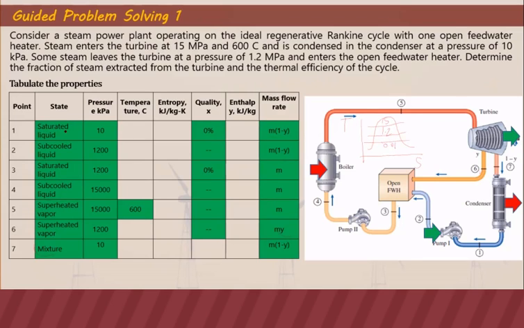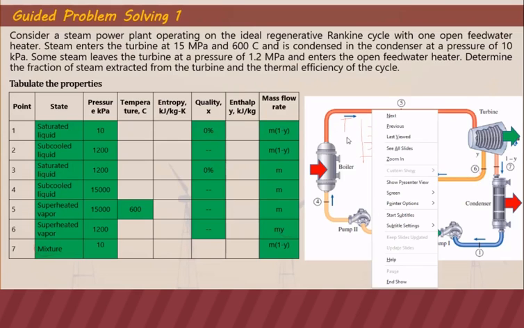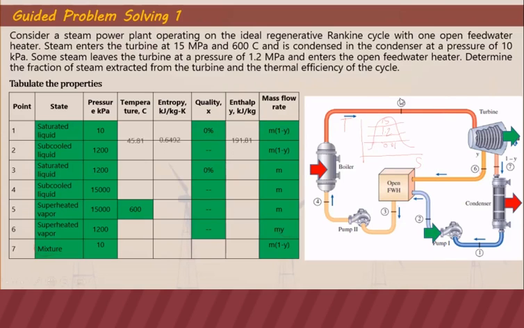So our steam exits the condenser at point 1 as a saturated liquid. So it's here. This is the saturated liquid at point 1. Since this is saturated liquid, we can automatically use the software to get the temperature, entropy, and the enthalpy. So just plug in 10 kilopascal.